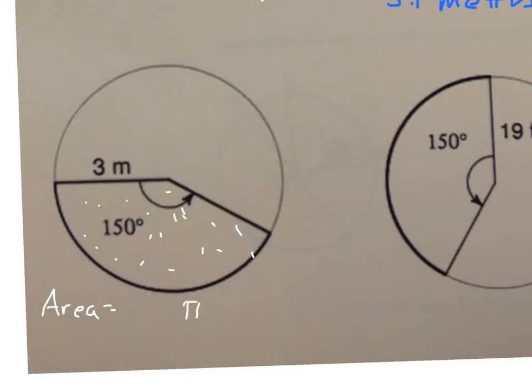It's not pi times 9. That would be the whole circle. This would be only 150 degrees out of the 360 that we want. So if you reduced it on the calculator by plugging it in, you get that it's worth exactly 3.75 pi. If you wanted to round on the calculator by plugging in 3.75 times pi, you would get about 11.8 meters squared for the area.